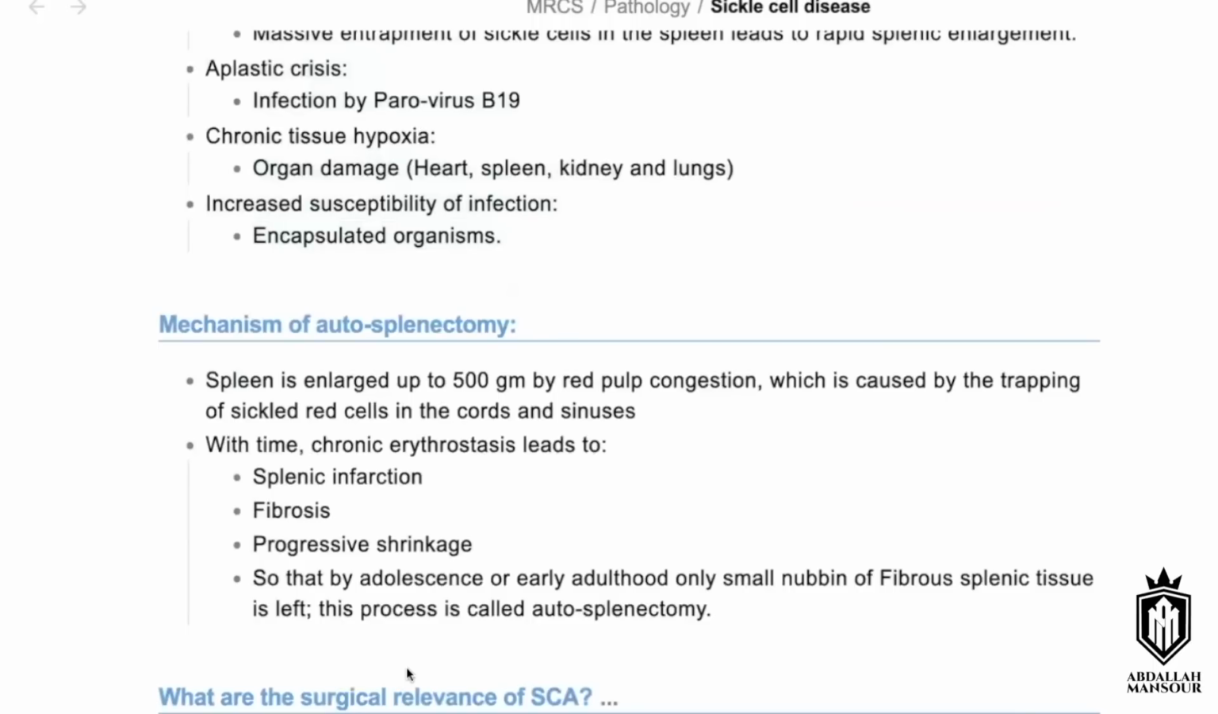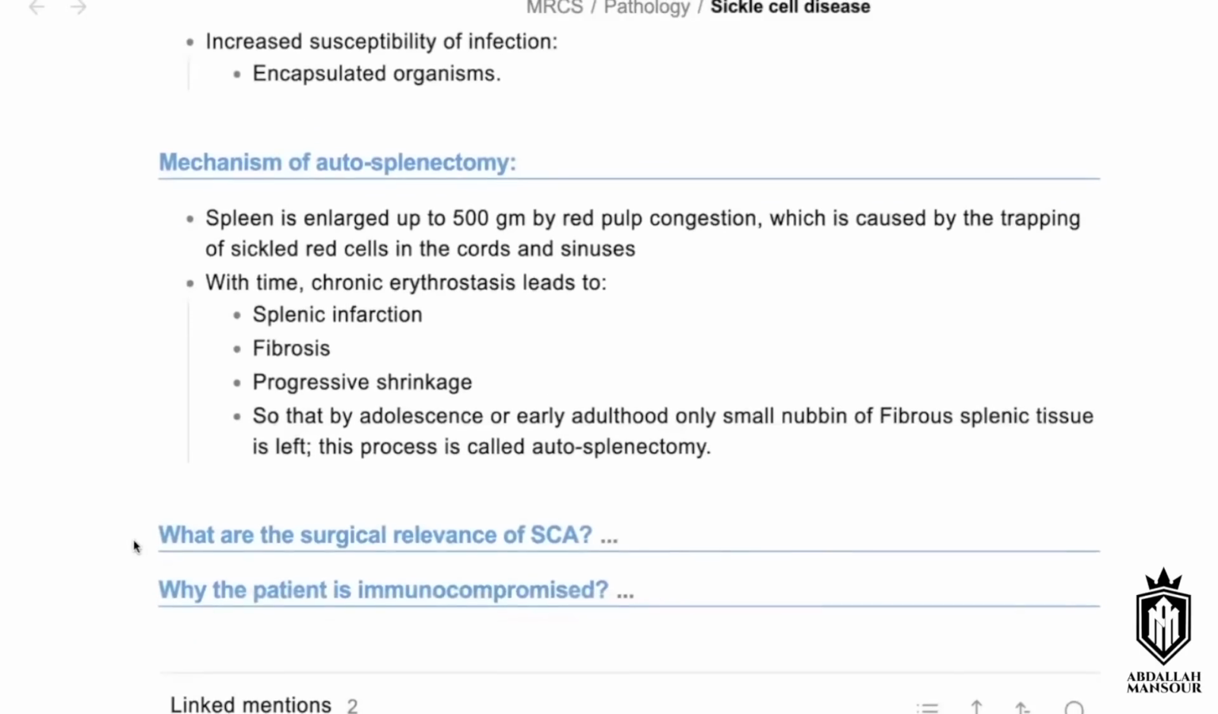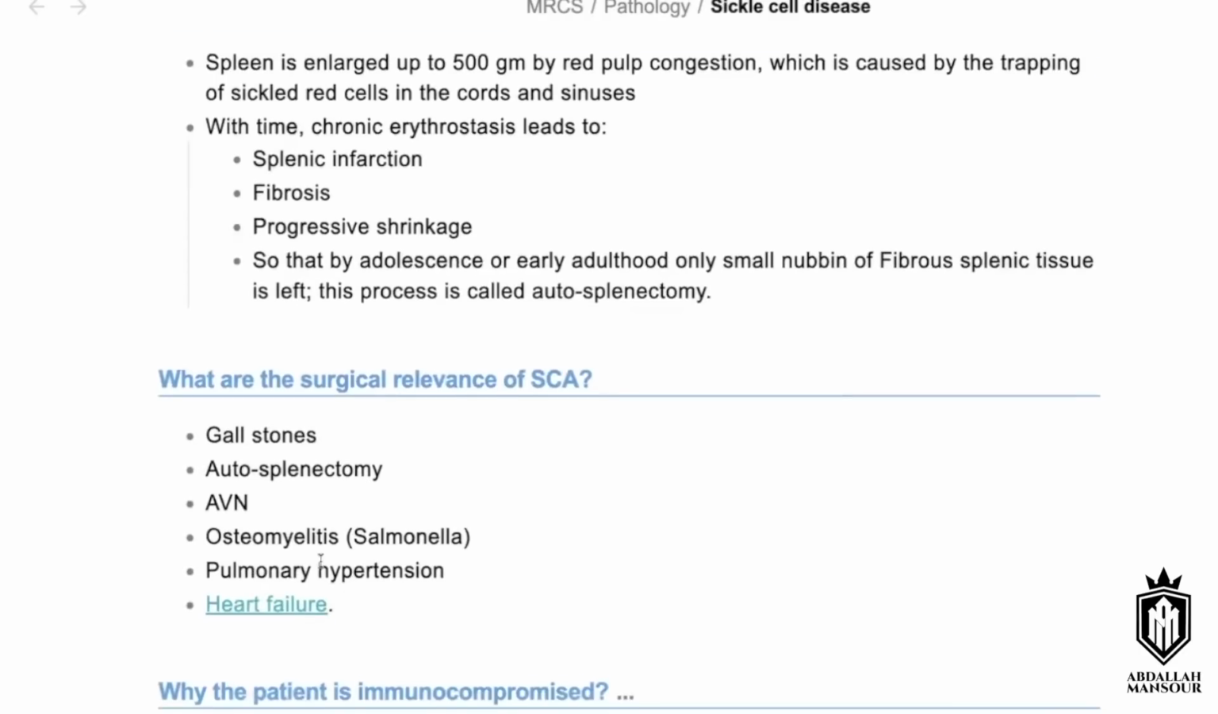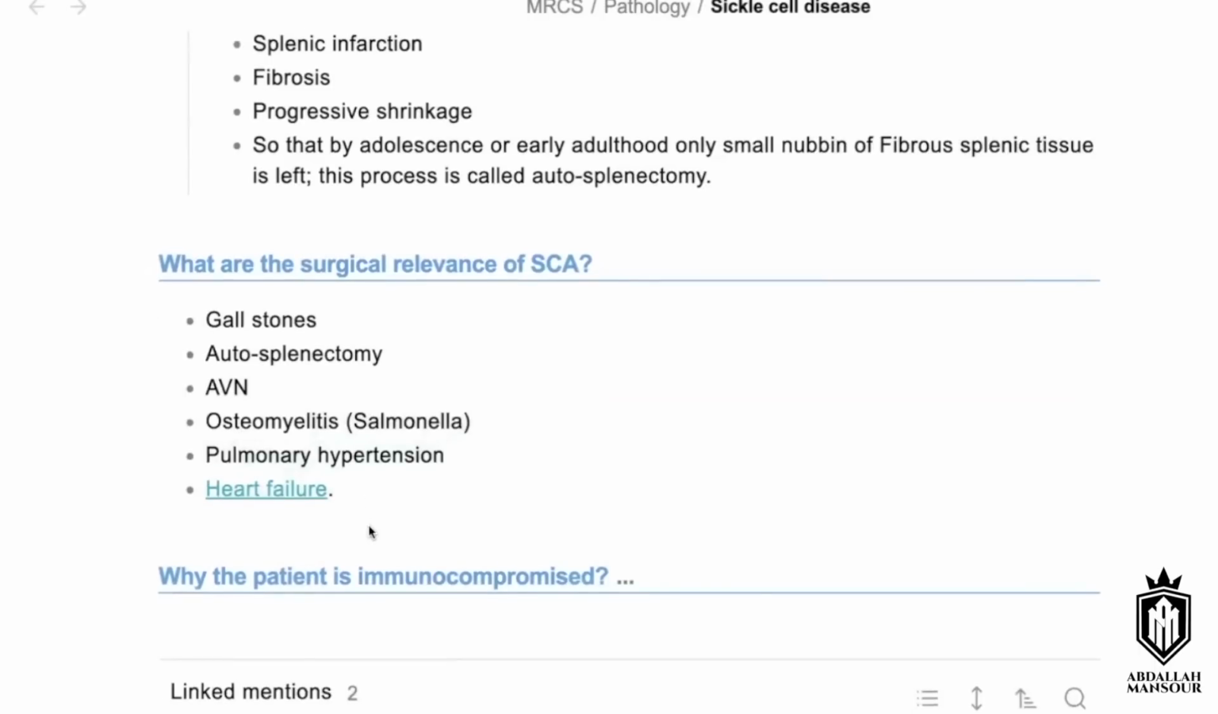What is the surgical relevance of sickle cell anemia? There is a possibility of osteomyelitis, avascular necrosis of the bones, and there's also increased susceptibility to infection due to autosplenectomy, and also poor wound healing. There's also increased susceptibility to gallstone formation. Well done. That's really good. And you can also add avascular necrosis of the hip as well. Why is this patient immunocompromised?